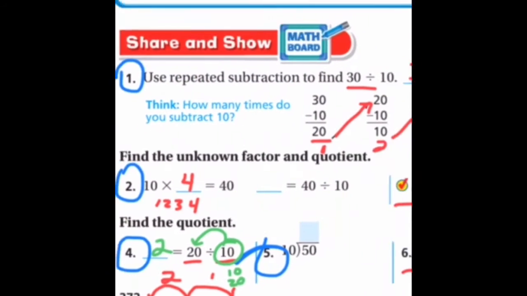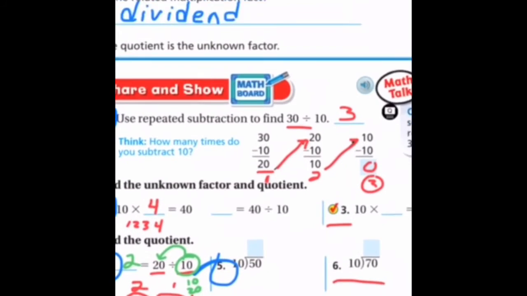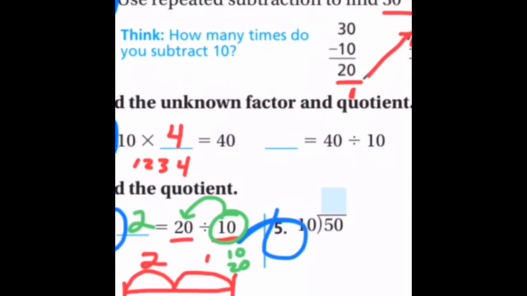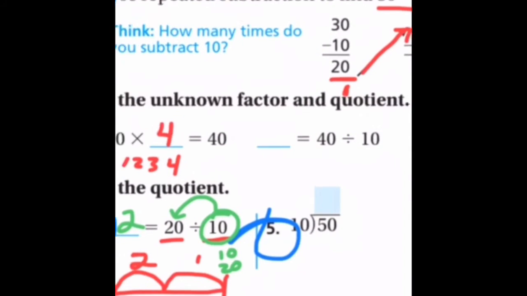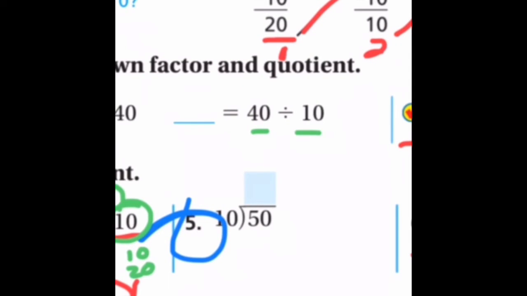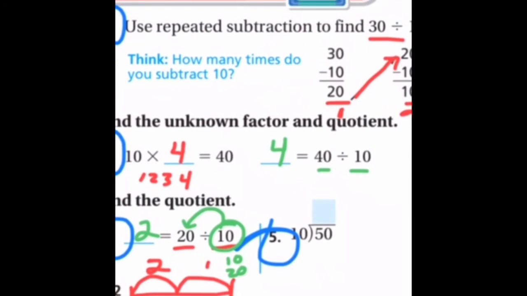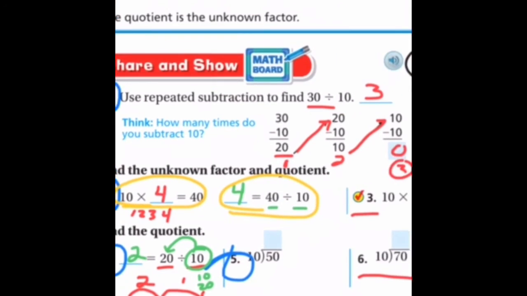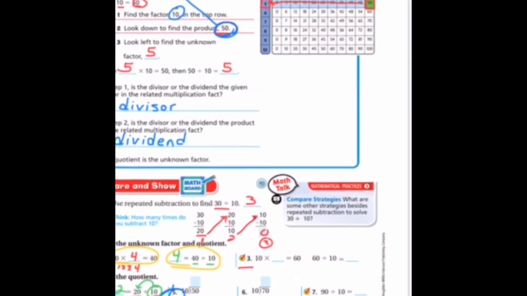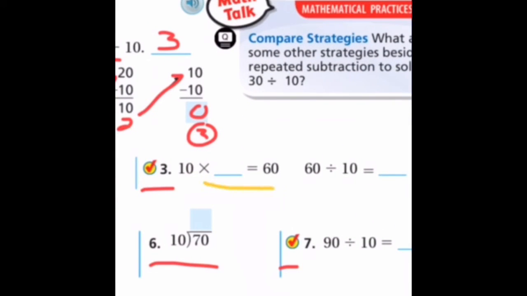Okay? All right. I'll let you do, oh, I'm sorry. I missed something here on question 2. 10 times 4 is 40, so that means 40 divided by 10 is 4. We have 2 related facts here, a multiplication and a division fact. They are related. All right. So on question 3, make sure you do both of them here.